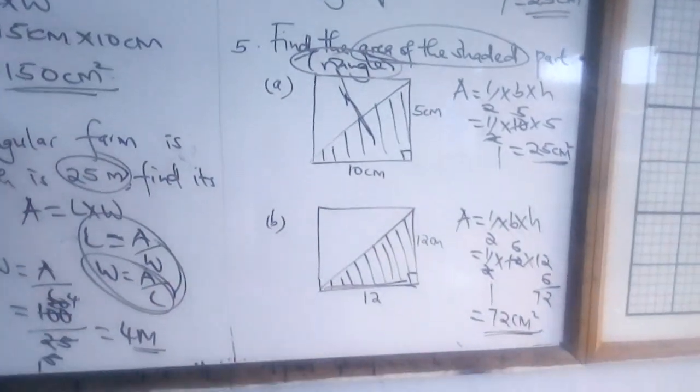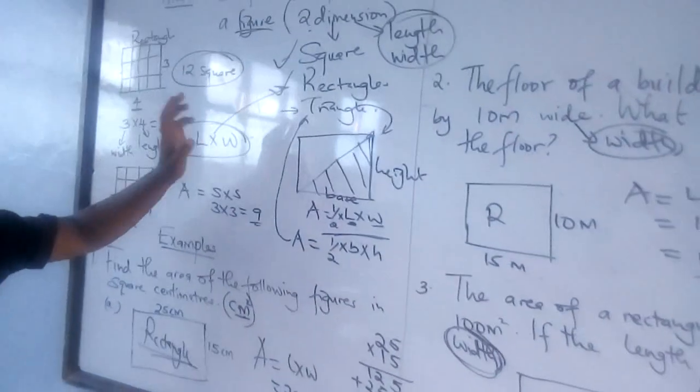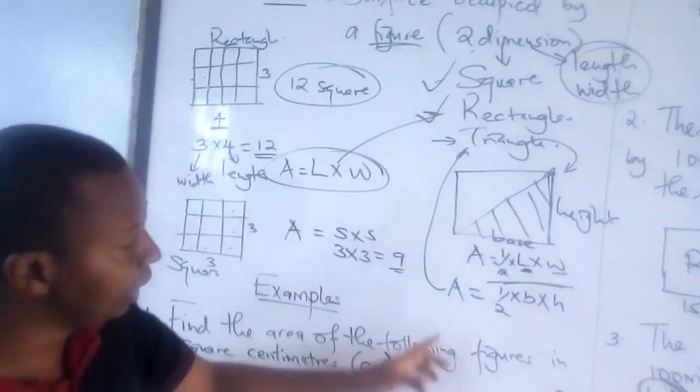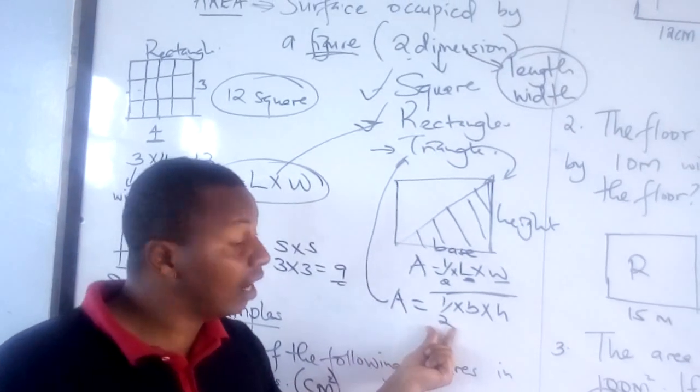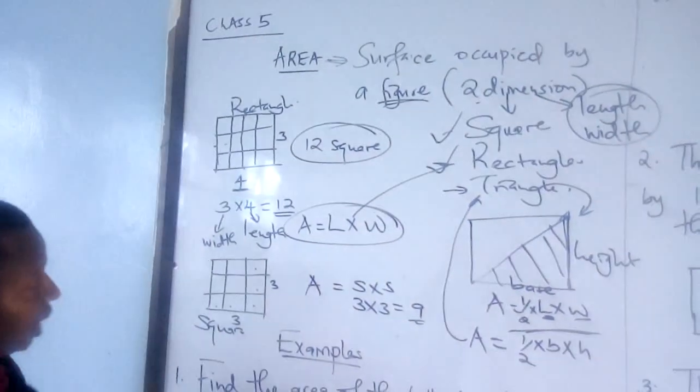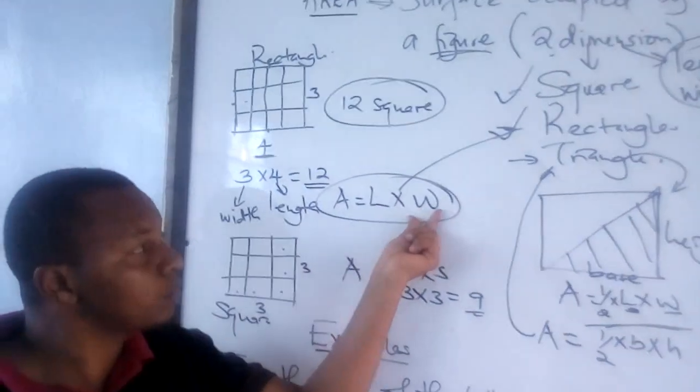So note this. We have said when you are finding the area of a square, it is side times side. Area of a triangle, a half base times height. Area of a rectangle, it is length times width.